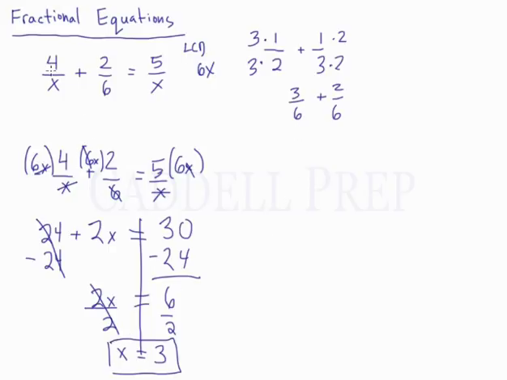So for fractional equations, we're going to find the least common denominator, but we're not going to manipulate them to have a common denominator. What we're going to do instead is multiply each term by the least common denominator so that the denominator of each term cancels out. Here the x canceled out, the 6 canceled, and this x canceled, and we ended up with a new equation, which we just solved for x.